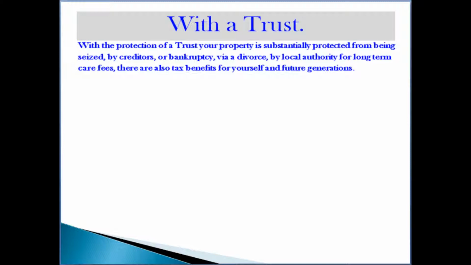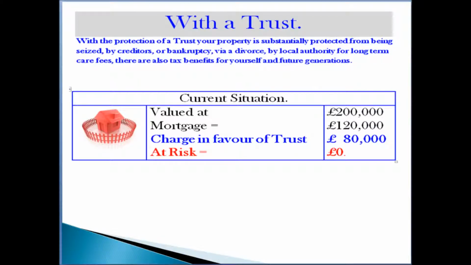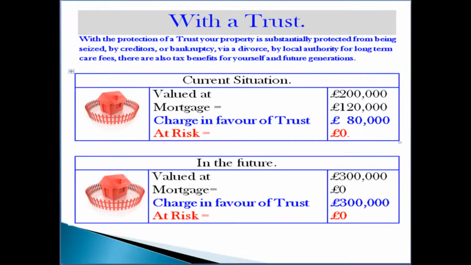With the protection of a trust, your property is substantially protected from being seized by creditors or bankruptcy, via a divorce, or by local authority for long-term care fees. There are also tax benefits for yourself and future generations. Current situation with a trust in place: a property valued at £200,000 with a mortgage of £120,000 and a charge in favour of your trust for £80,000, this means that none of your property is at risk.